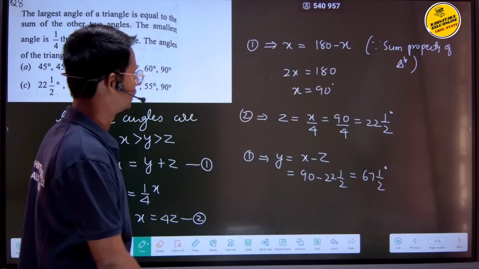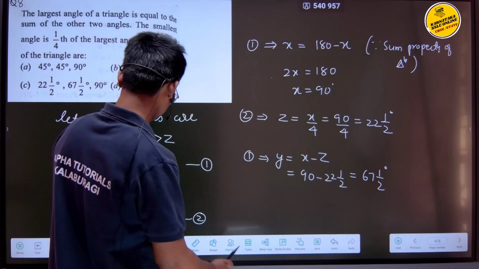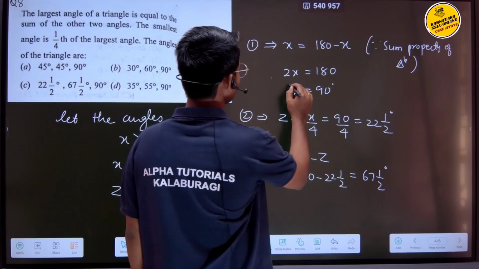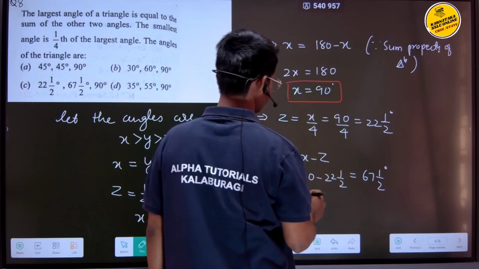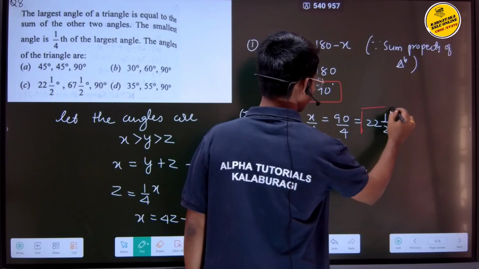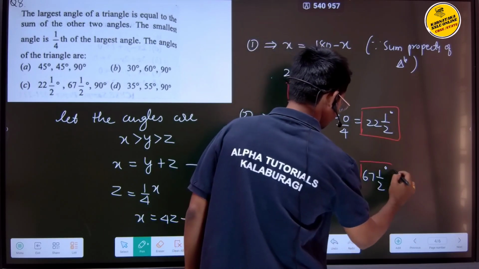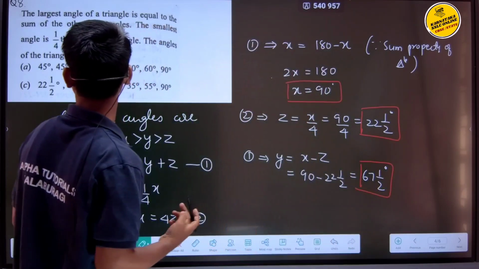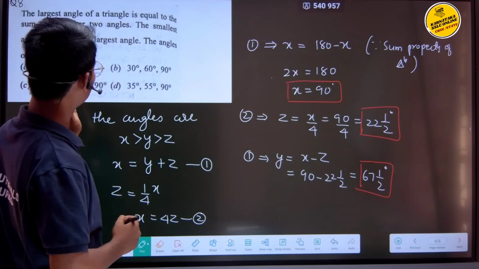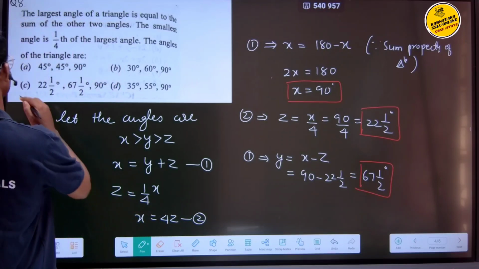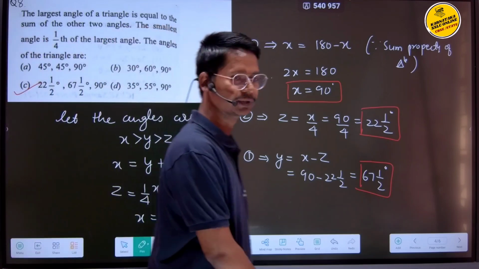Okay, yes, so we have got all three values: x, y and z. We can see this one: x is 90, 22 and a half, 67 and a half. So it is option C. Option C is the correct answer.